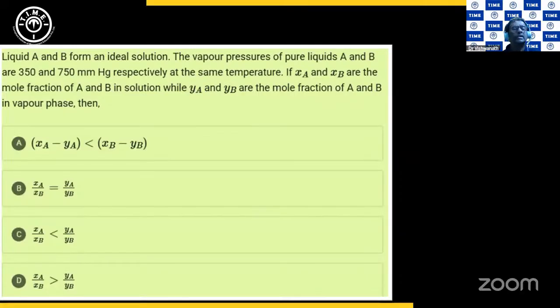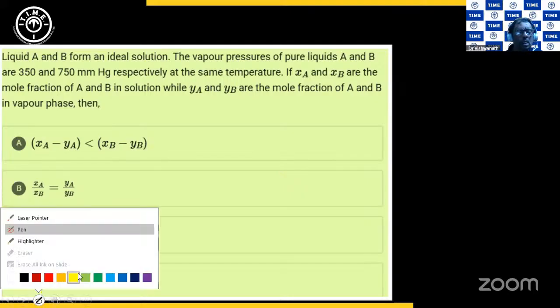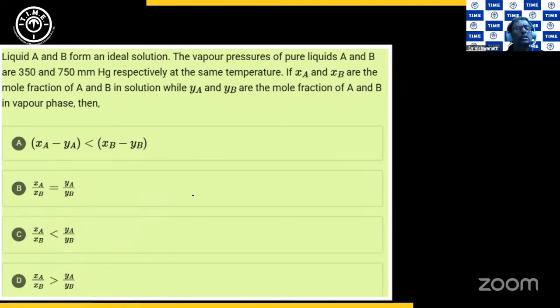Now let us look at this. Liquid A and B form an ideal solution. These are all questions that have come in the JEE Main. The vapor pressures of pure liquids A and B are given as 350 and 750 millimeters of mercury respectively at the same temperature. If XA and XB are the mole fractions of A and B in solution, while YA and YB are the mole fractions of A and B in the vapor phase, what is the relationship now?